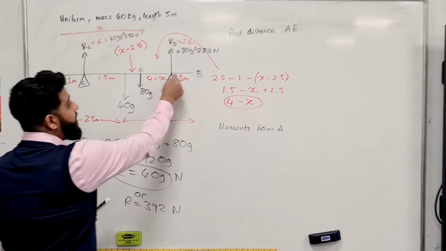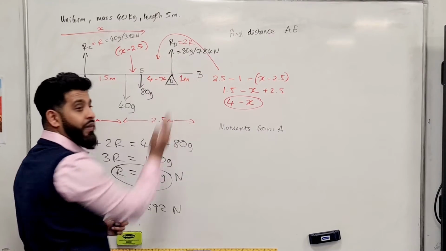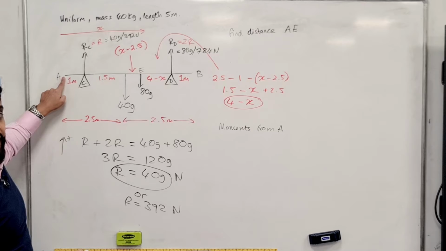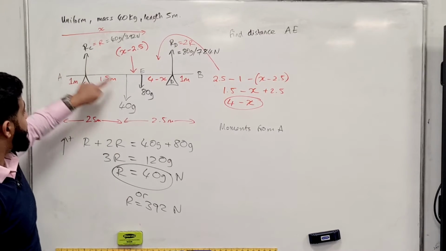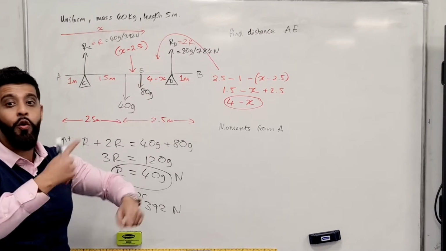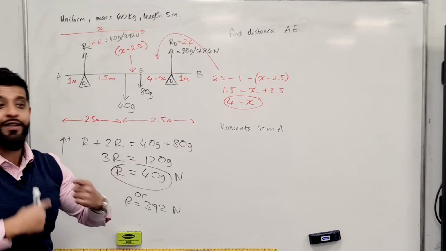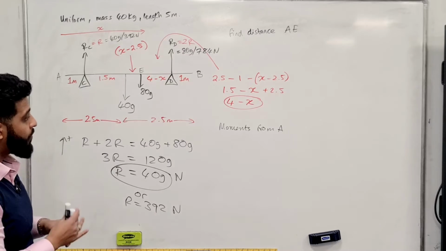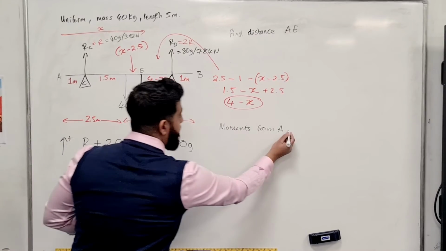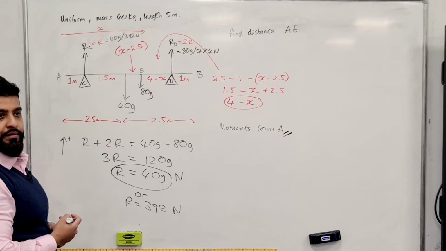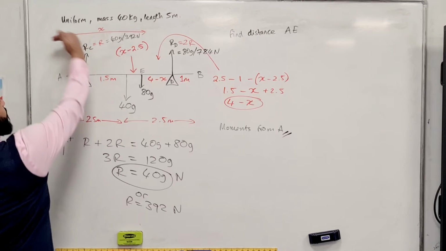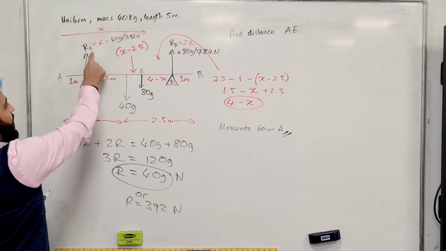If we took moments from here, this calculation wouldn't be part of our clockwise and anti-clockwise. But seeing that it's here I'm taking moments from, that will all be involved in our clockwise and anti-clockwise calculations. All right? So first of all, we need to determine our clockwise and our anti-clockwise, yeah? So taking it from here, this is going to be anti-clockwise.